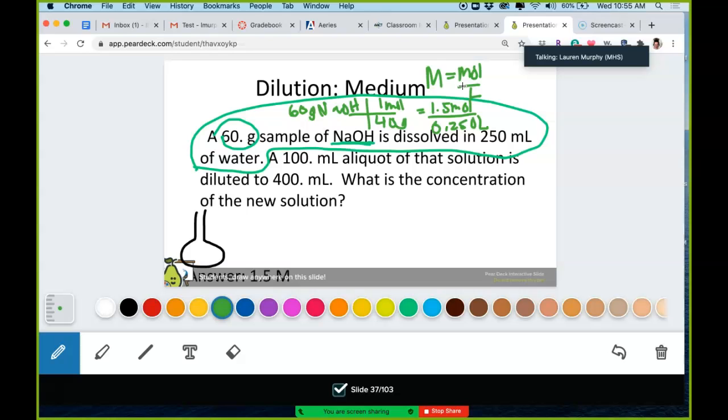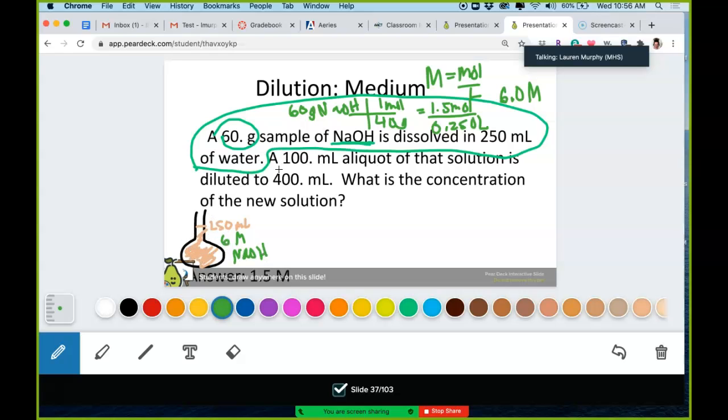60 divided by 1.5 divided by 0.25 is 6. So this is a 6.0 molar sodium hydroxide solution. In here, they have 250 milliliters of it, and it's 6 molar NaOH. So they just made their solution right here.